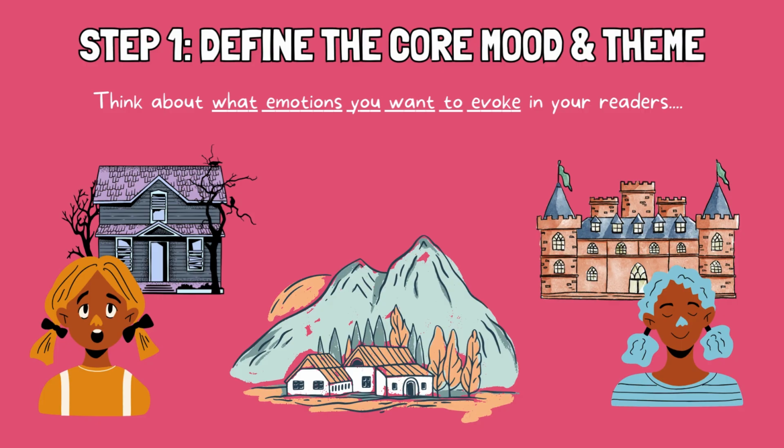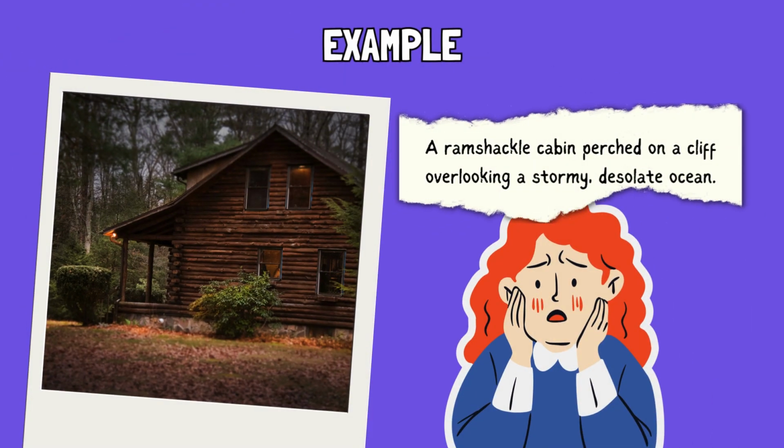You should also think about the overall theme of your story. What's the underlying message you want to convey? A post-apocalyptic wasteland speaks differently about environmental neglect than a bustling, futuristic metropolis. For example, let's say you want to set a scary mood full of fear and suspense, and the overall theme of your story is overcoming fear and isolation.